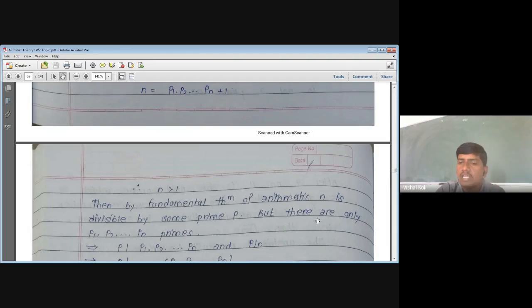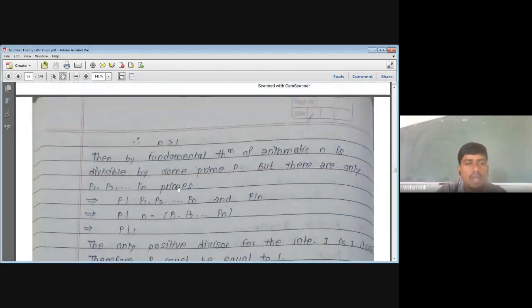As there are only n primes, this prime p must belong to p1, p2, up to pn. Therefore, as p is a prime which belongs to these n primes, p must divide p1, p2, up to pn. And by the fundamental theorem of arithmetic, we already get a prime divisor for n, that is, p divides n. As p divides the product of these n primes and p divides n, then p must divide any linear combination, that is, p divides n minus p1, p2, up to pn.